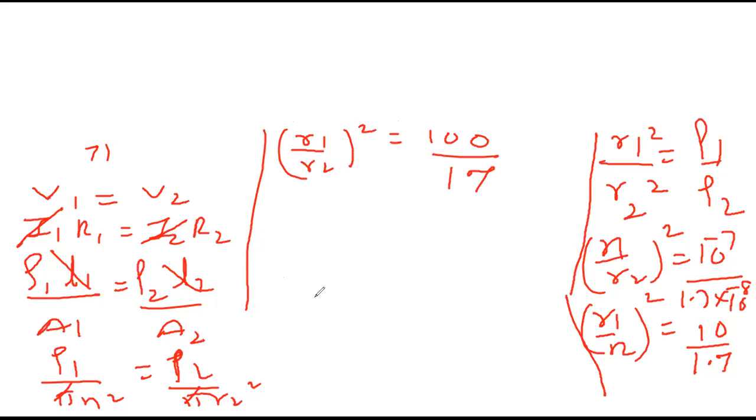R1 upon R2 the whole square, I got 10 raised to minus 7 upon 1.7 into 10 raised to minus 8. Minus 8 goes up, it will become minus 7 plus 8, that is 10 upon 1.7. So this decimal from the denominator I removed, upstairs it became 100. I hope you all followed this.